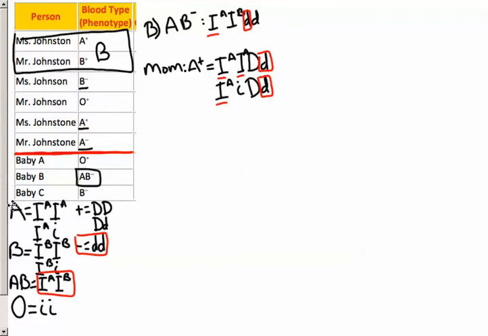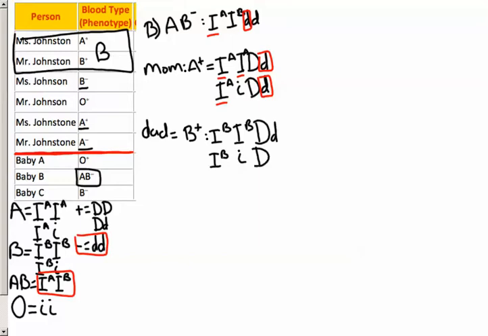Now let's take a look at dad. He is blood type B positive. So he would have to have the genotype I B, and because he's B positive, he'd have to have one big D, and because the baby is blood type negative, he would have to have one little d. The dad could also be I B and little i.